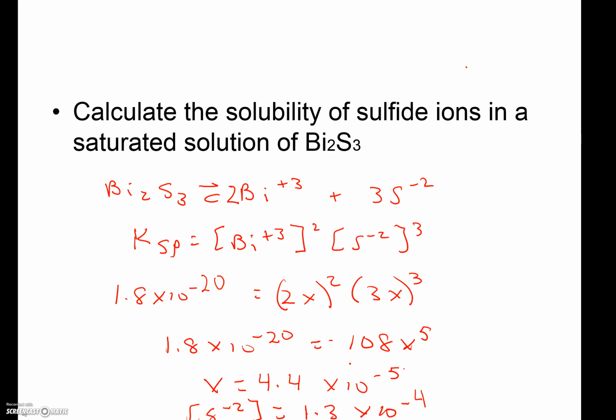So x equals 4.1 times 10 to the minus 5, and then we need to go back and double check that we've answered the question. The question wants to know what the solubility of the sulfide ion is. And that value isn't just x, that value is 3 times x. So we're going to take the 4.1 times 10 to the minus 5, multiply that by 3, and that'll give us the concentration of our sulfide ion.